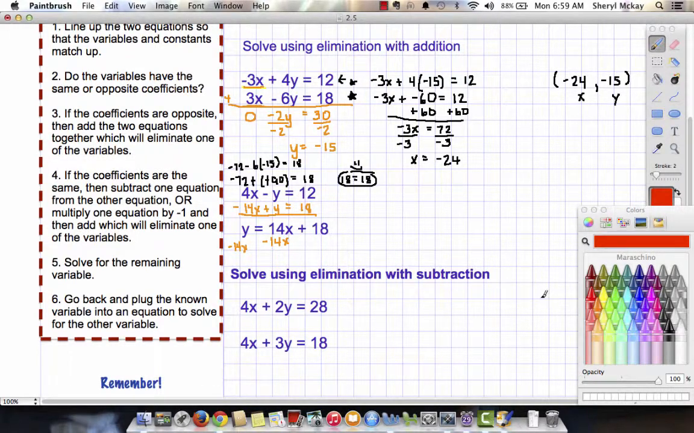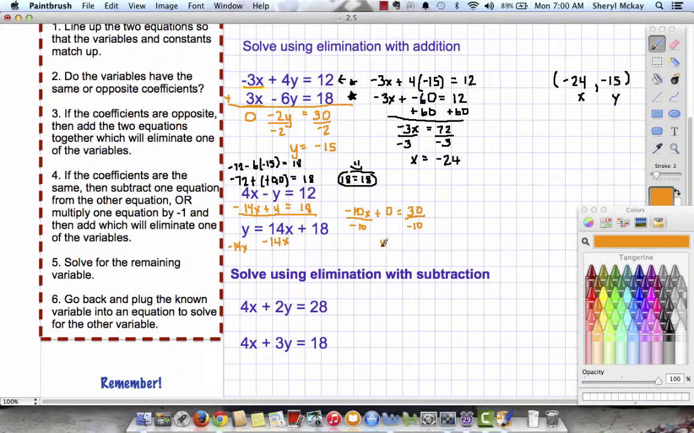I'm going to write, and I'll keep it in the orange. 4x minus 14x is a negative 10x. Negative y plus y is 0. And 12 plus 18 is 30. So I've eliminated my y's, which is exactly what I wanted to do. Now I just have to solve for x. So I'm going to divide by negative 10, and I get x equals negative 3.